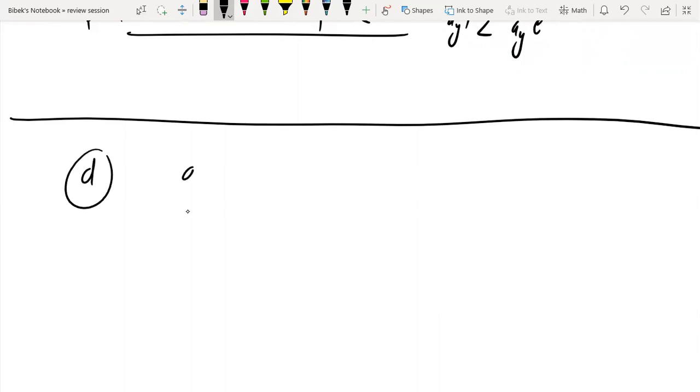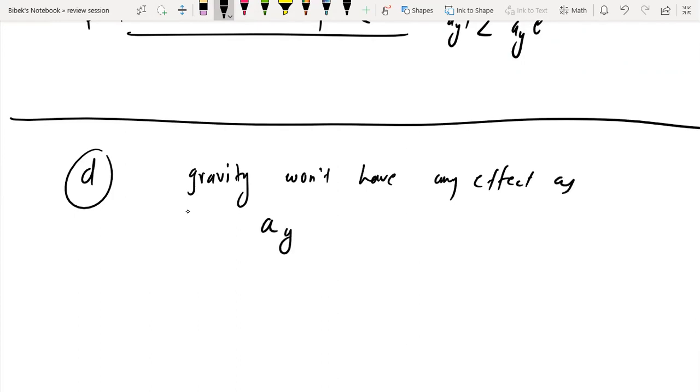The last part, I think I have already solved it. That is the acceleration due to gravity. It won't have any effect, because the magnitude of the acceleration is on the order of 10 to the 14 meters per second squared, as you saw earlier, which is much greater than 9.8 meters per second squared. So the force due to gravity is very small compared to the force due to the electric field. So it won't have any effect.